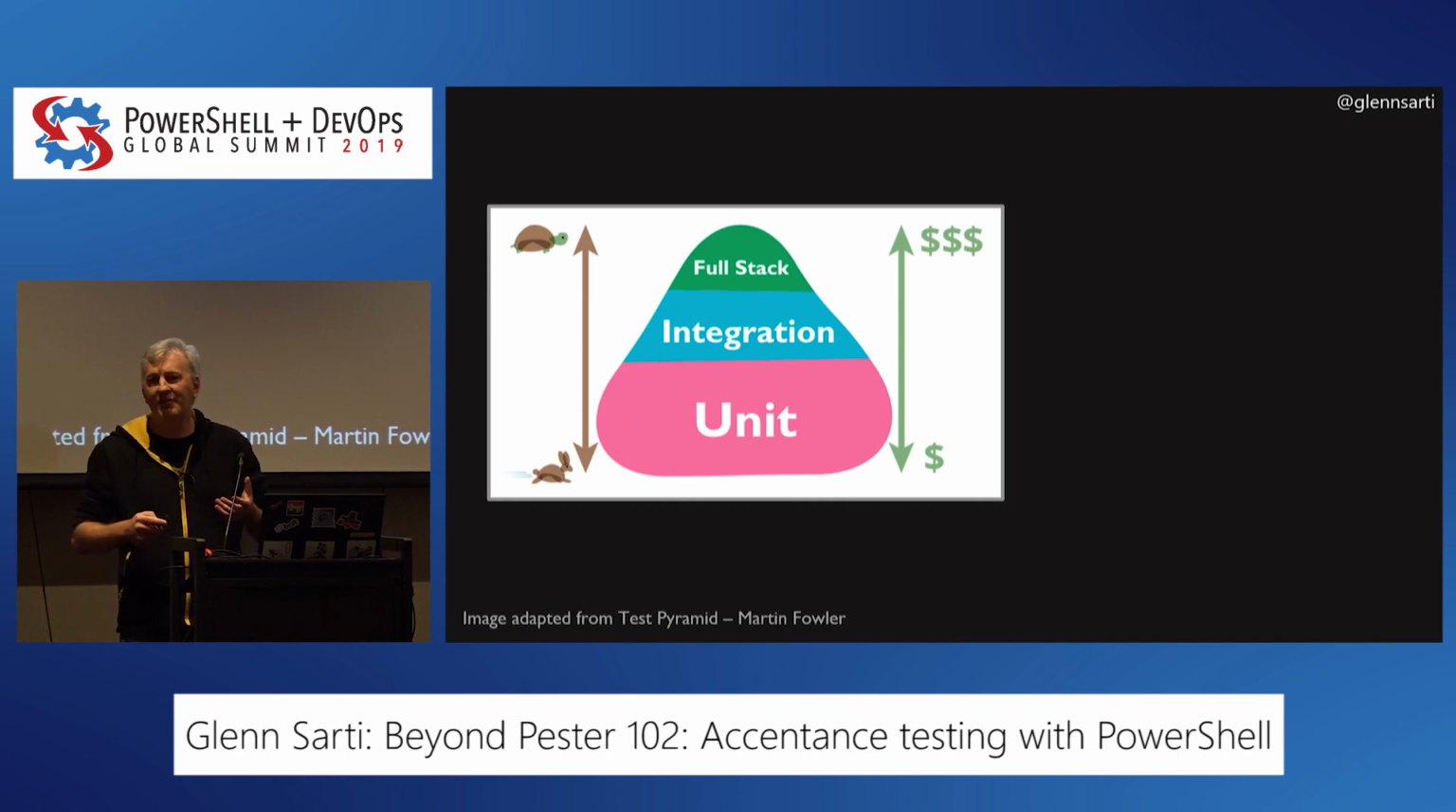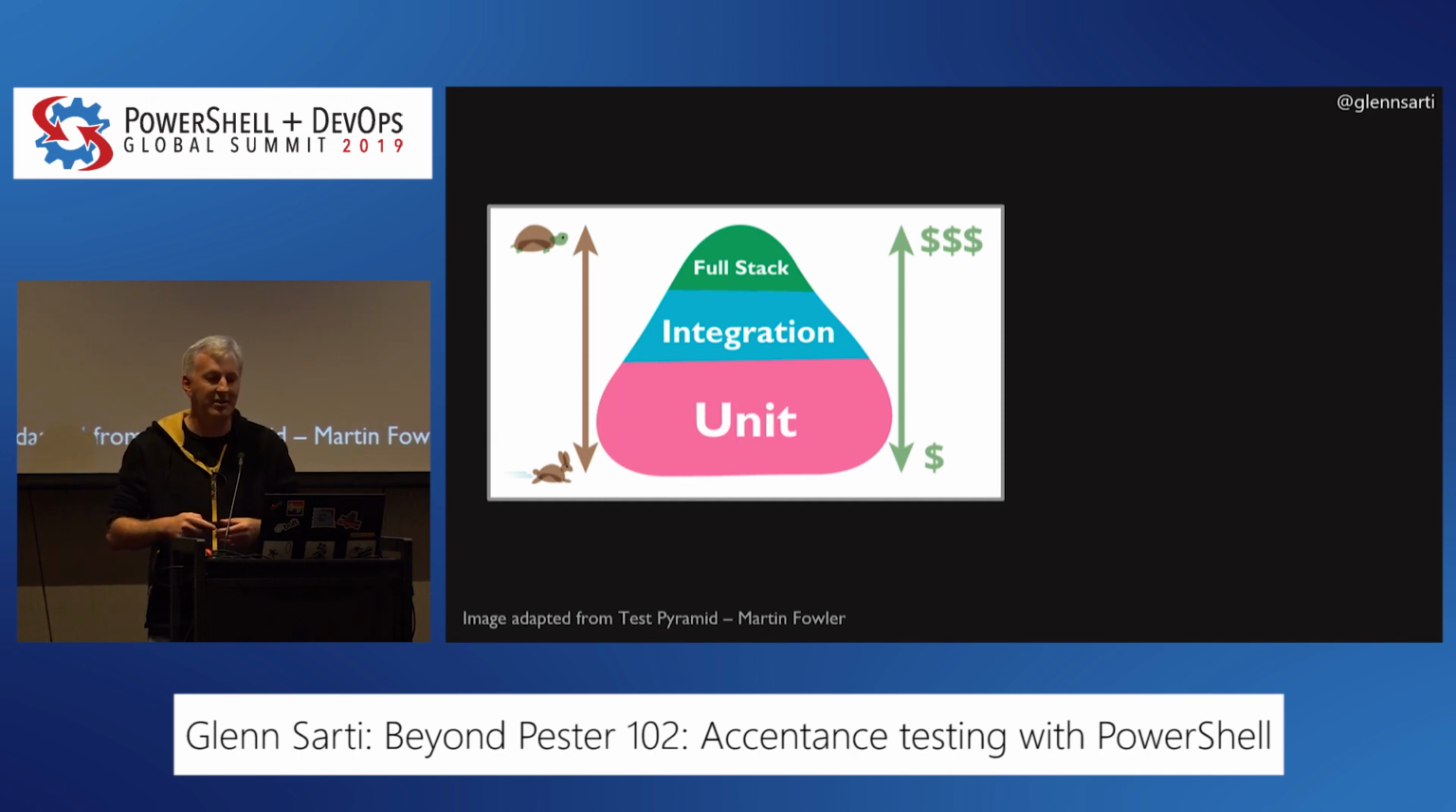Why? Think of it as like a quality budget. You've only got a finite amount of money to spend, so you can have lots of unit tests because they're cheap and very few acceptance tests because they're expensive.